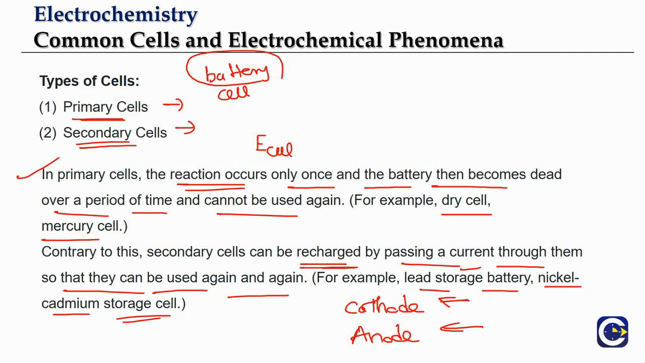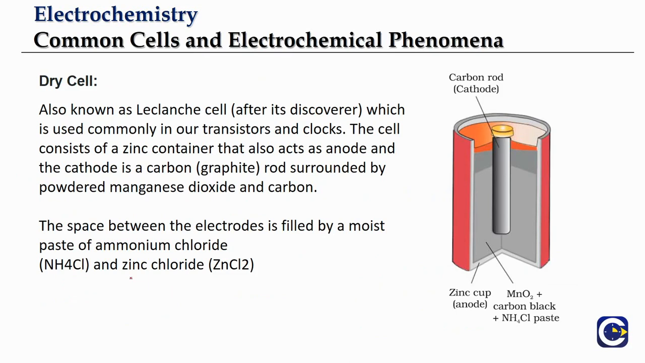So what is making secondary cells rechargeable? That particular cell reaction can be reversed by the passage of current in the opposite direction. Now if you look at the dry cell particularly, which is an important primary cell, it is also known as the Leclanché cell. So the dry cell can also be called the Leclanché cell, named after the scientist. This is the cell that is commonly used in transistors and clocks.